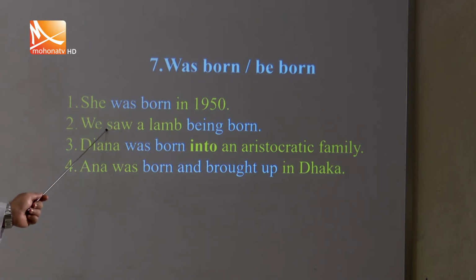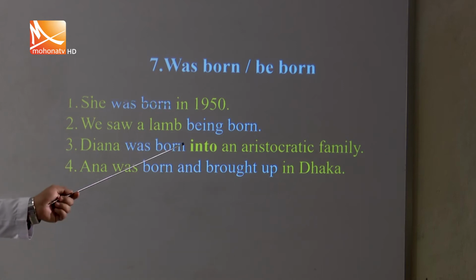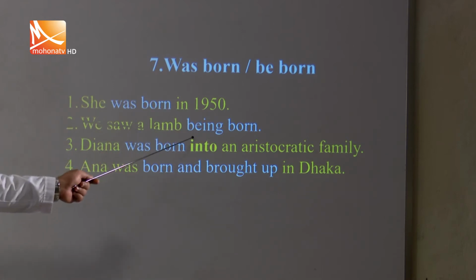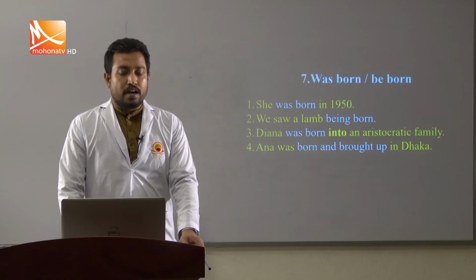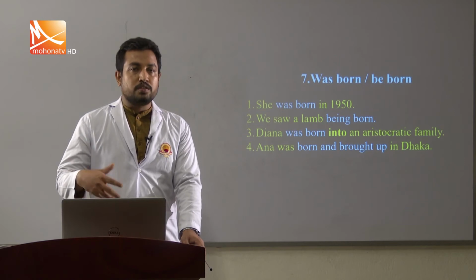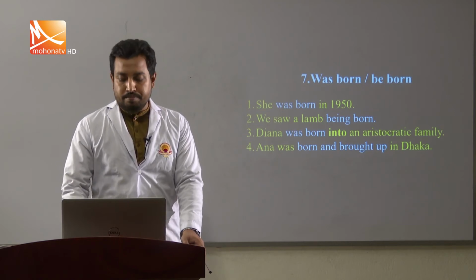Next one, we saw a lamb being born. So, being born, here the main verb is saw, and we are using being born as a phrase. Okay? Diana was born into an aristocratic family. Anna was born and brought up in Dhaka. So, these are the uses of was born. We are going to use it in passive form most of the time.